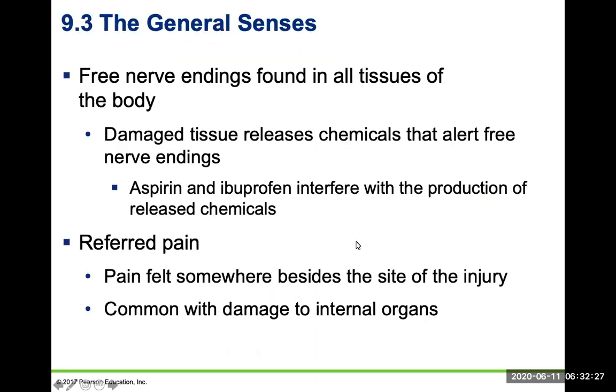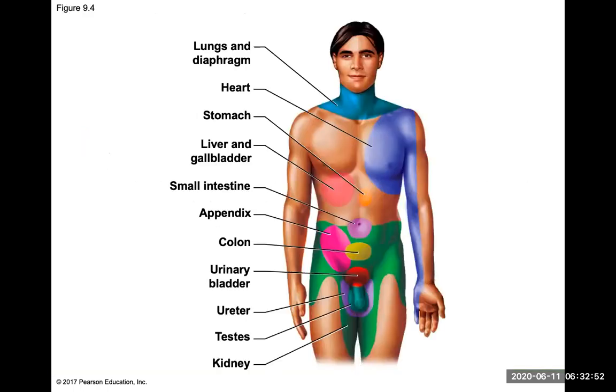Free nerve endings are found in all tissues of the body. When tissues are damaged, they release chemicals that alert free nerve endings. Aspirin and ibuprofen interfere with the production of these released chemicals, so they help to decrease that pain that is perceived. Referred pain is pain felt somewhere besides the site of the injury, and it's common with damage to internal organs. For example, here's a look at referred pain.